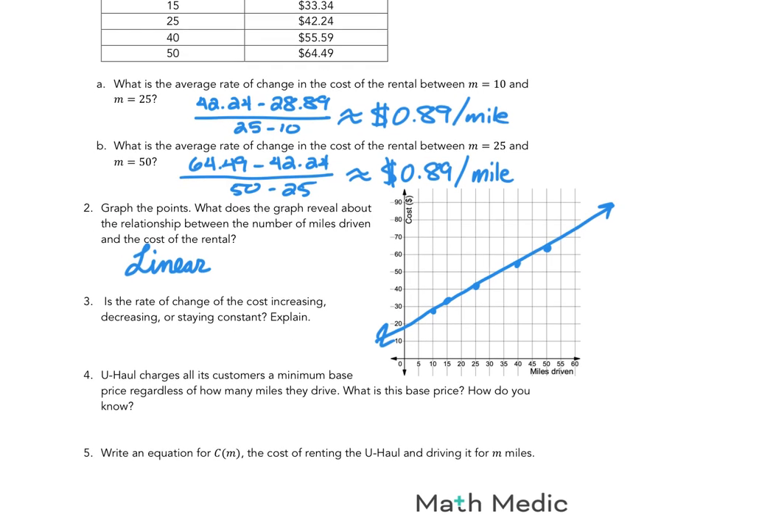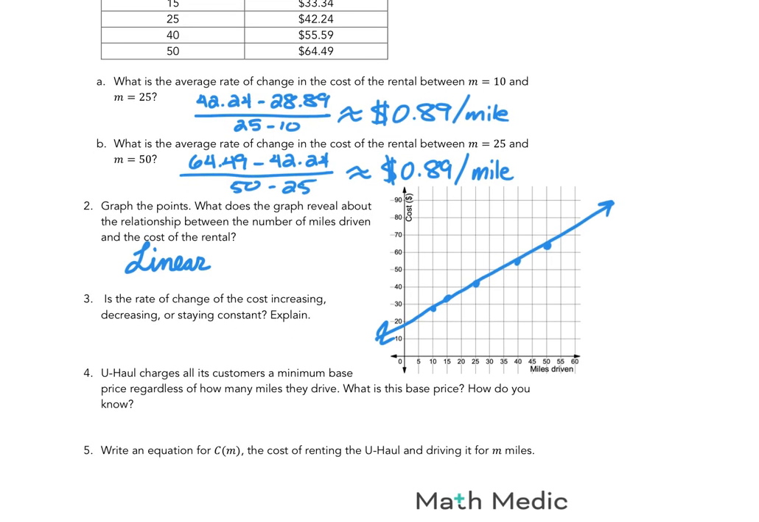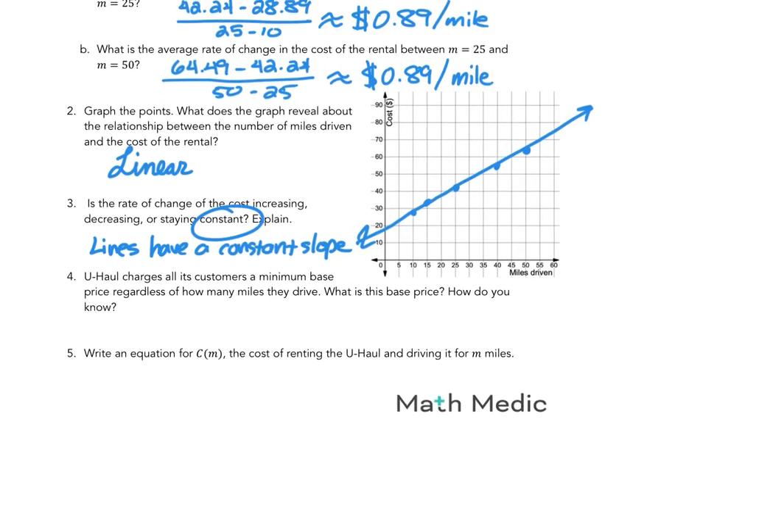a linear relationship. So is the rate of change of cost increasing, decreasing, or staying constant? Constant. Lines have a constant slope. And that slope is our rate of change.